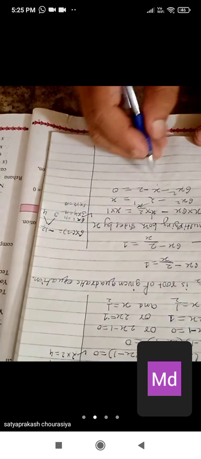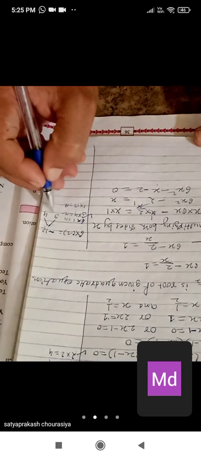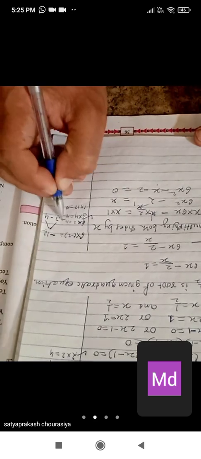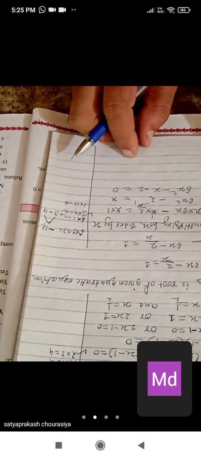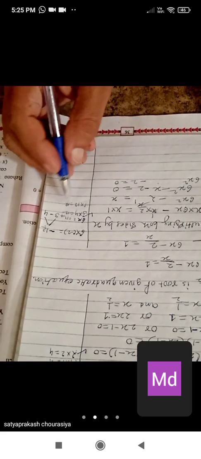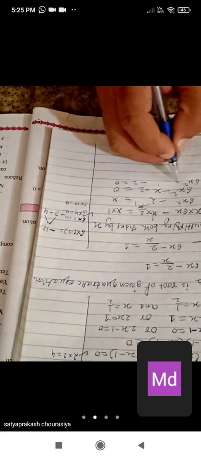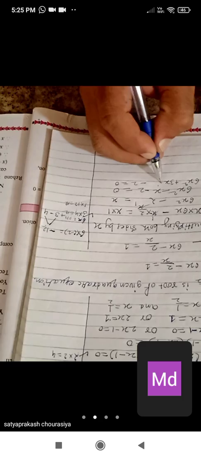Now see, the middle term is negative, so the greater number will have the negative sign and the smaller number will have the positive sign. Now we will write the first term as it is and the last term as it is, and in place of the middle term we will write its factors: plus 3x minus 4x.